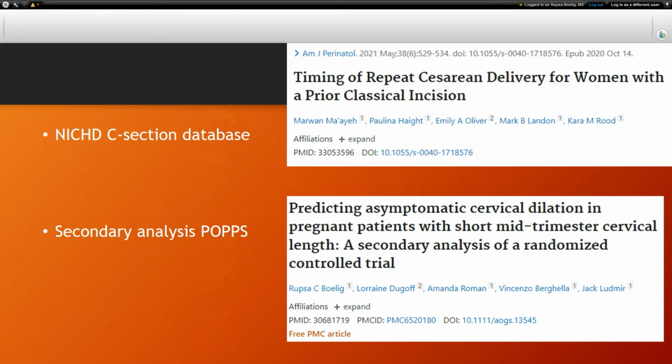And then that one below is a secondary analysis of a randomized trial. And I bring this up because this was a study looking at the use of pessary in singletons with short cervix. The reason I like to bring this up is the secondary analysis was looking at the relationship between cervical length and cervical dilation at the time of the cervical length. So this secondary analysis had nothing to do with the intervention and had nothing to do with the outcome that was studied. But it was using the baseline characteristic information that was collected as part of the study to look at the relationship between two different baseline characteristic factors.